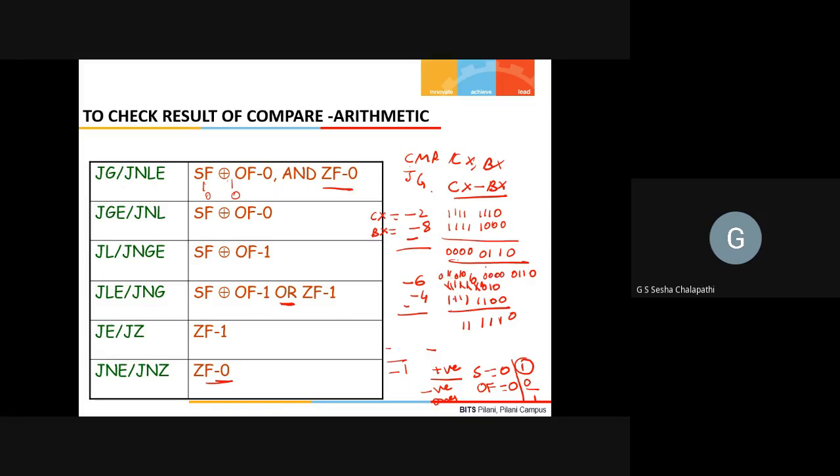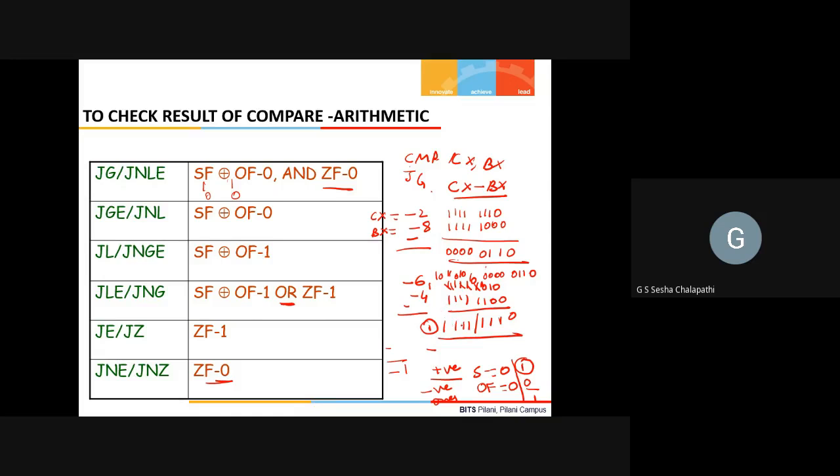So finally you will actually borrow from here also. So this will be 1. So the answer will be 1111 with a borrow also. 1111 1110. So this will be the answer with a borrow also when you do it the microprocessor way of doing it.